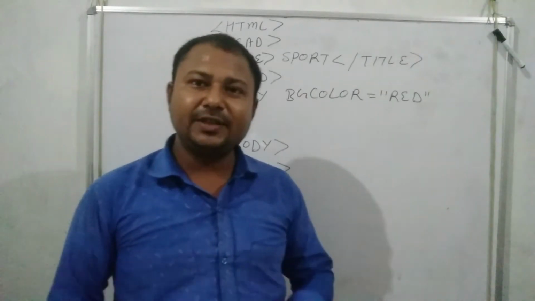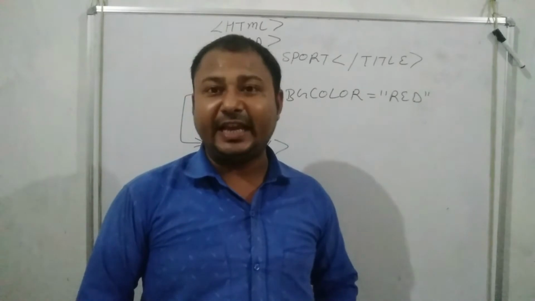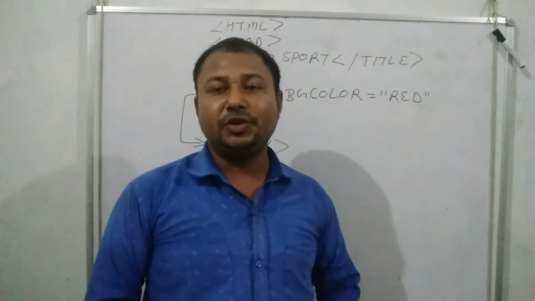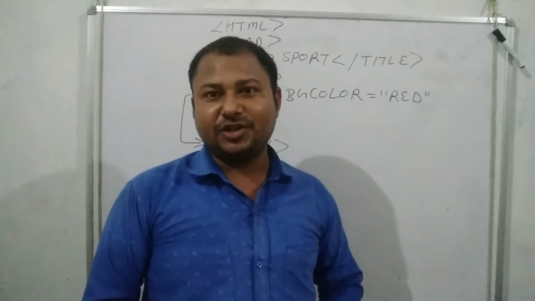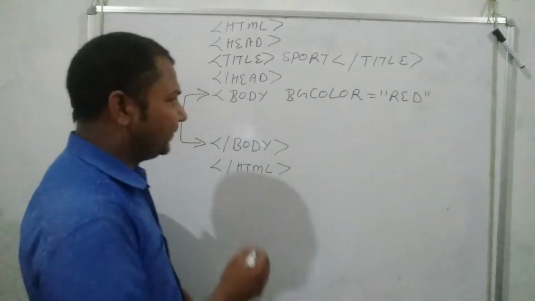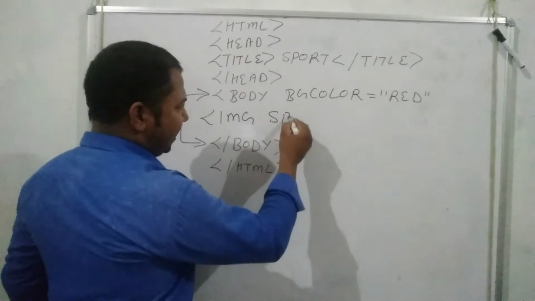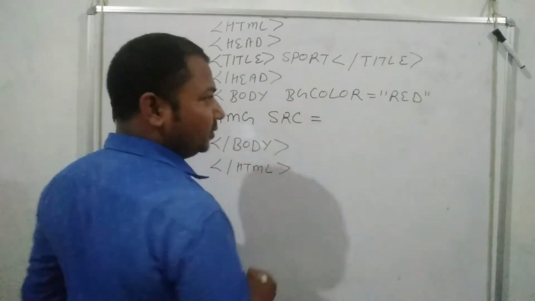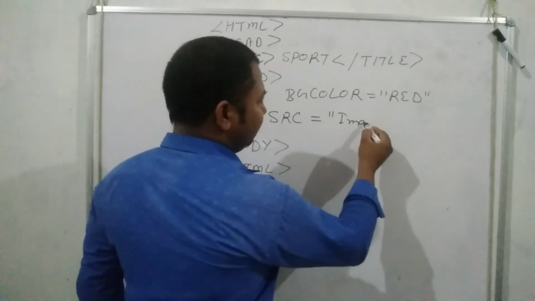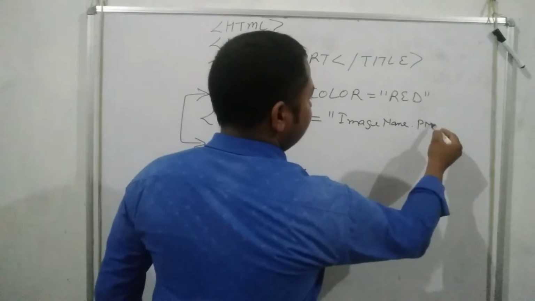Okay, my dear student, if we want to insert any image in the HTML page, we have to use the image code. The image code is used in this format: img src is equal to image name, image name dot png.